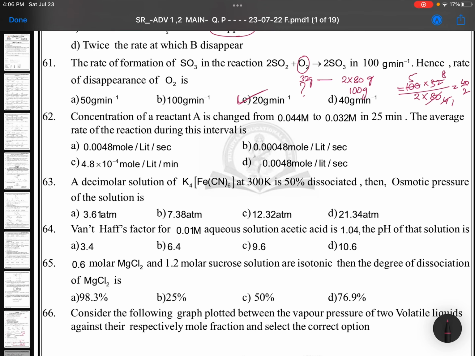Concentration of a reactant A changes from 0.044 to 0.032 in 25 minutes of time. The average rate of the reaction during the time interval is 0.044 minus 0.032 by 25. That is nothing but 4.8 into 10 to the power of minus 4 moles per liter per minute.